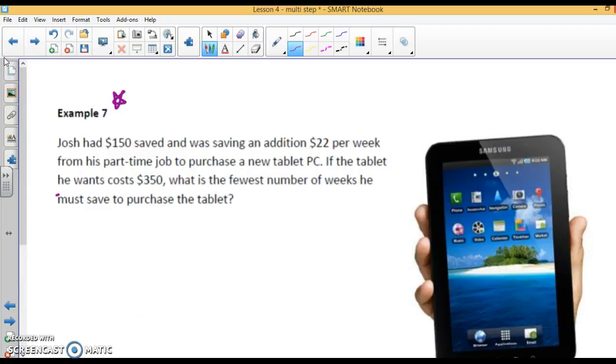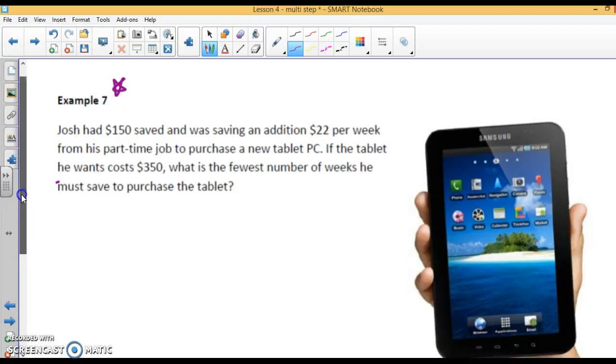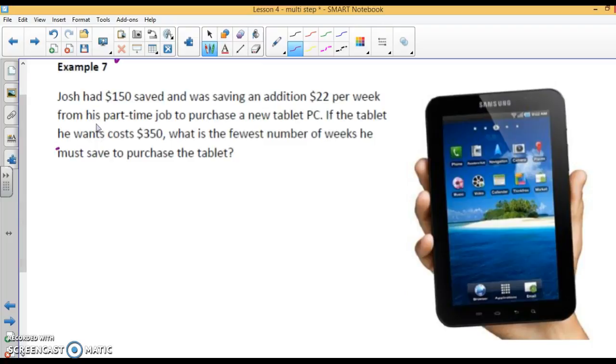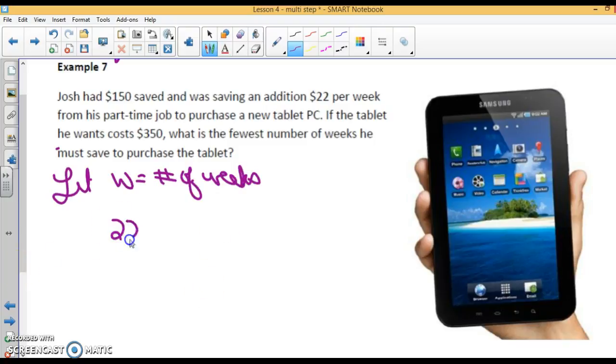All right, here we go. Josh had $150 saved and was saving an additional $22 per week from his part-time job to purchase a new tablet PC. If the tablet he wants costs $350, what is the fewest number of weeks that he must save to purchase the tablet? So let W equal the number of weeks. So he has 150 and he's saving 22 per week. So 22W plus the original 150.